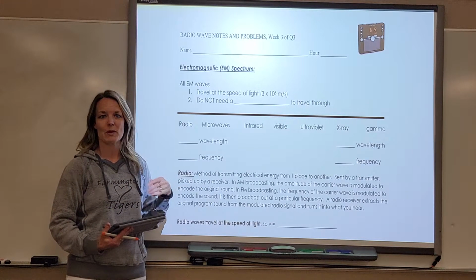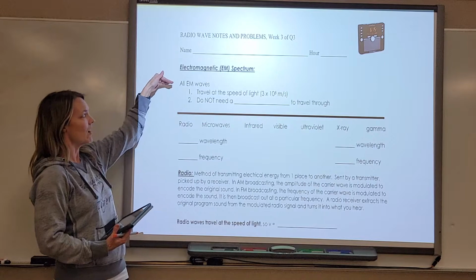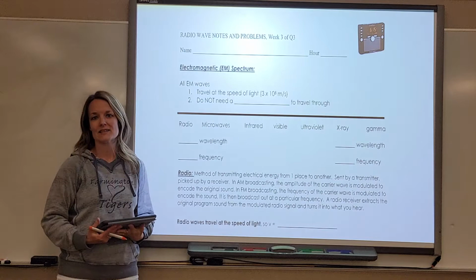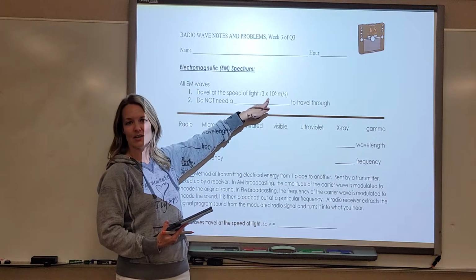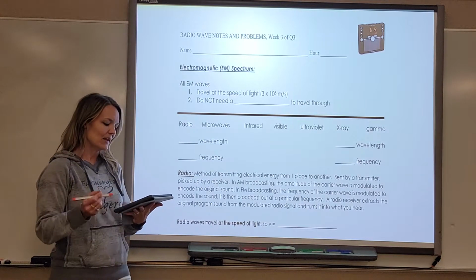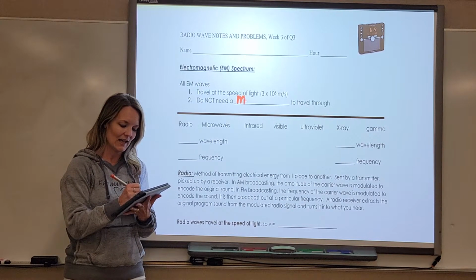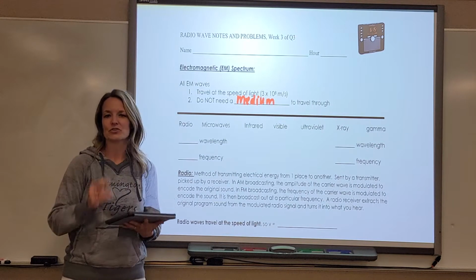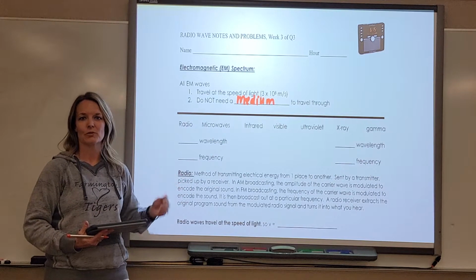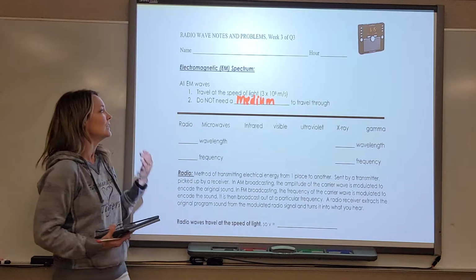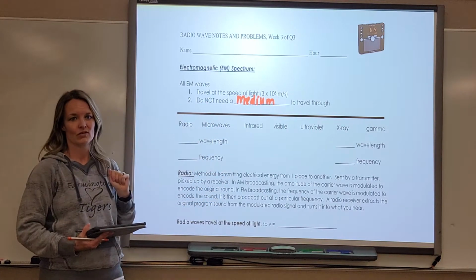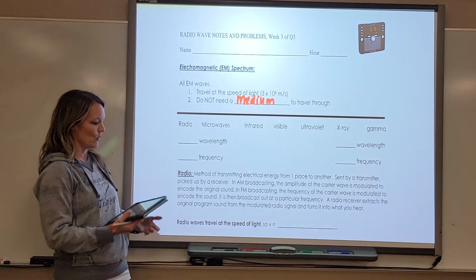The key things to remember about all of these types of waves, all electromagnetic, that's how we abbreviate EM waves, travel at the speed of light. The speed of light, it is on your equation sheet, it is 3 times 10 to the 8th meters per second. The other thing is they do not need a medium to travel through. You do not have to have air molecules, you do not have to have a solid, a liquid, or a gas. They can travel through empty space, which is how light makes its way from the sun to the earth. All right, radio waves are the same way.